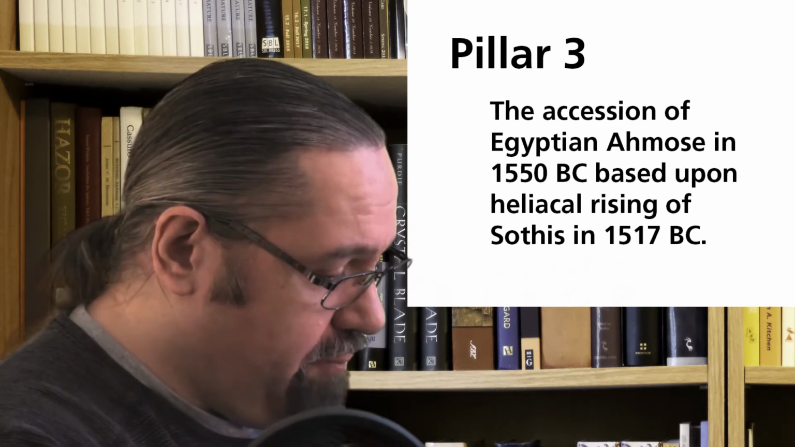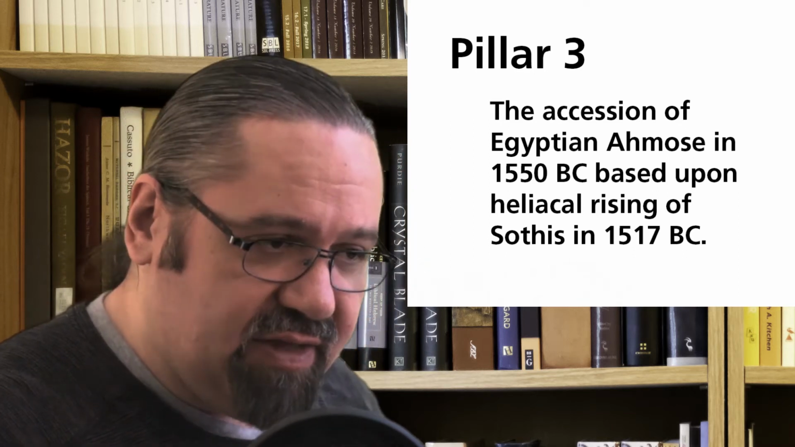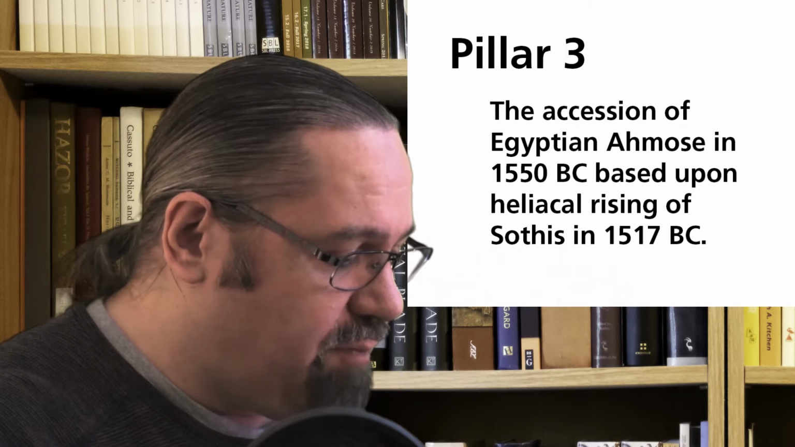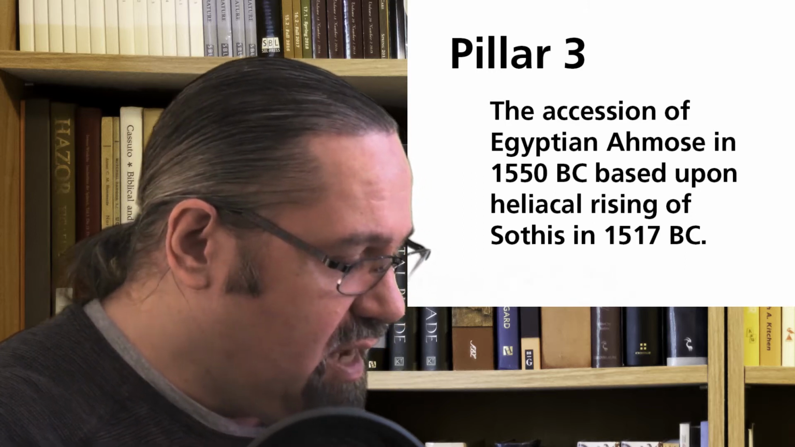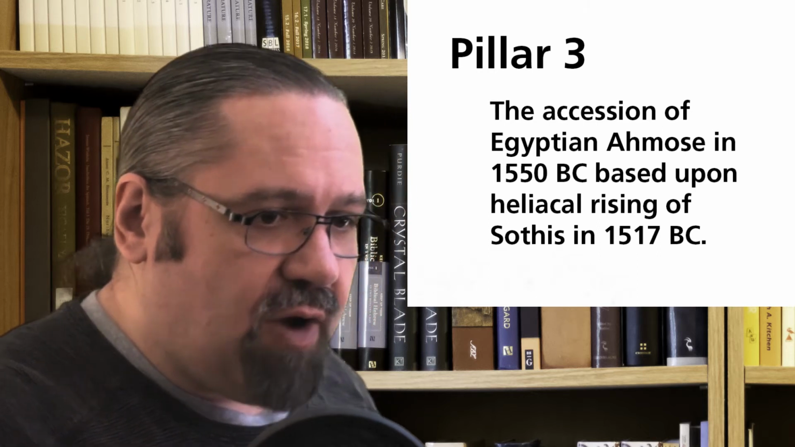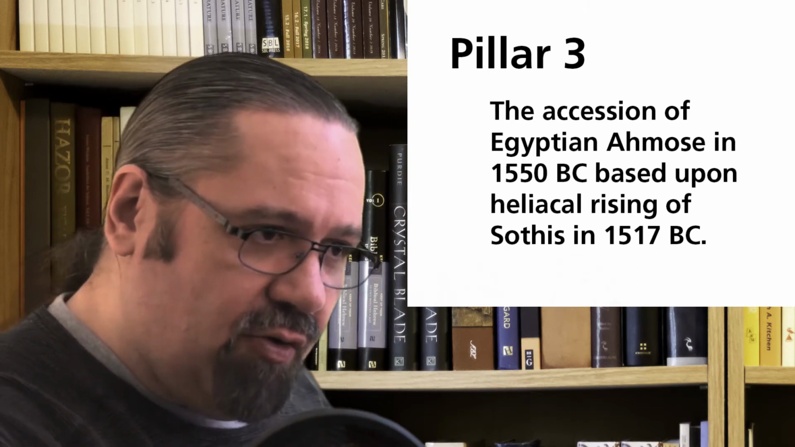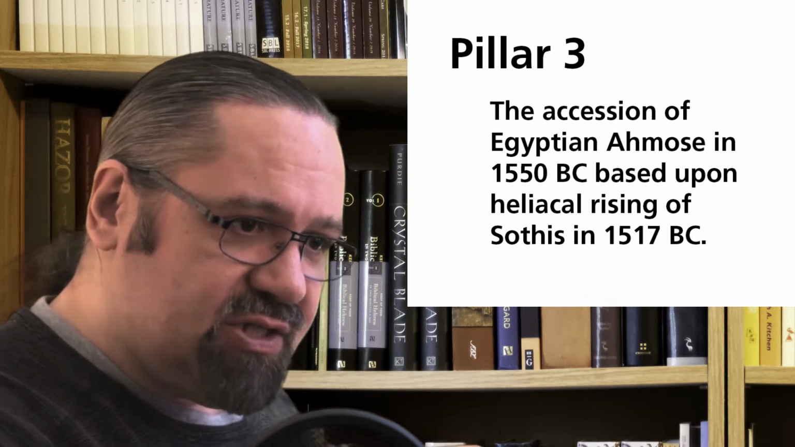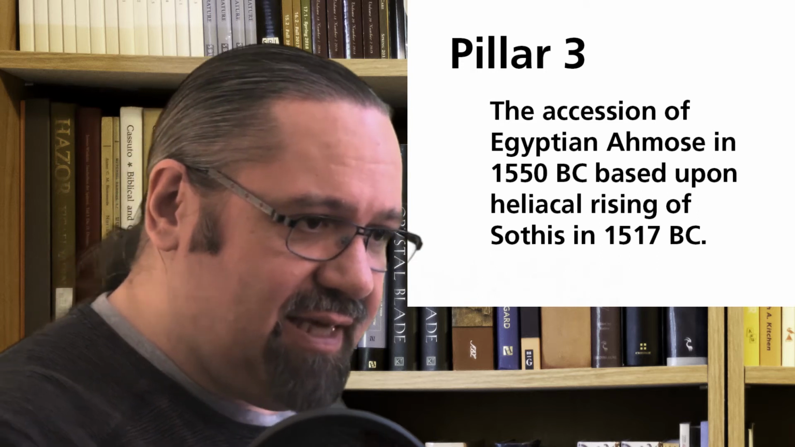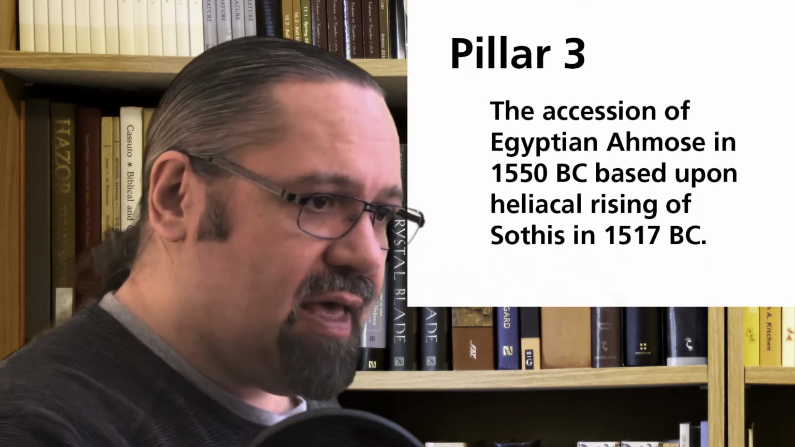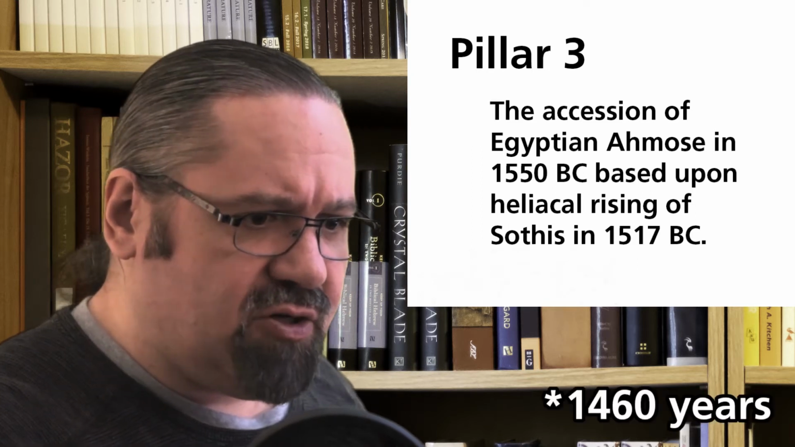The third pillar is the ascension of King Ahmose at the beginning of Dynasty 18, based upon the heliacal rising of the star Sothis. Now, the heliacal rising is when a star appears right on the horizon on a certain day, just as dawn is breaking. That's the heliacal rising. And this event occurs once every 1400 plus years.